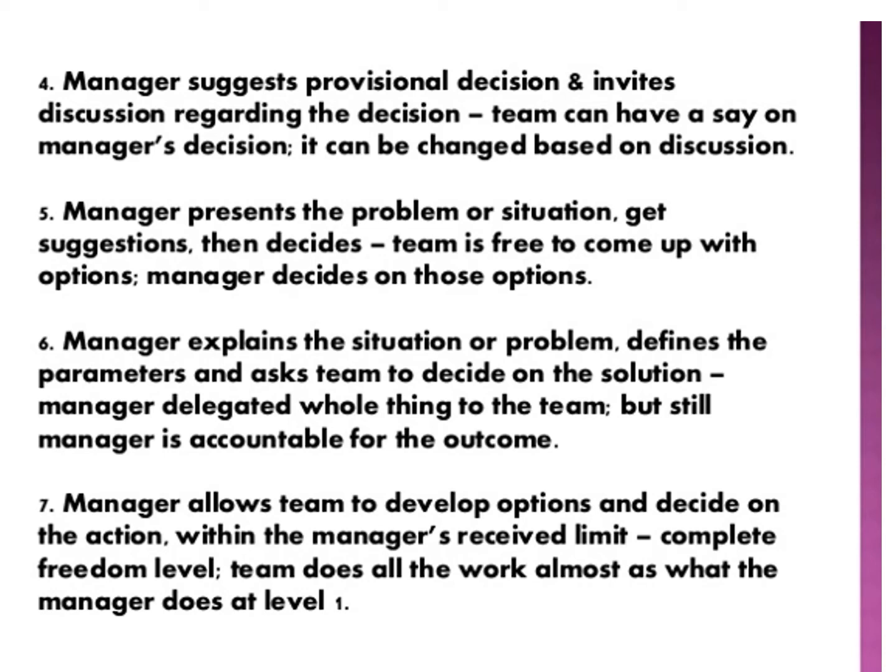Number 7, the keyword is abdicates. The manager allows the team to fully develop their options and decide on the action within the manager's defined limits. So as long as the manager agrees, they can make a decision. This is a complete freedom level. We're at the end of the spectrum on level 7. The team does all the work, almost what the manager does at level 1.